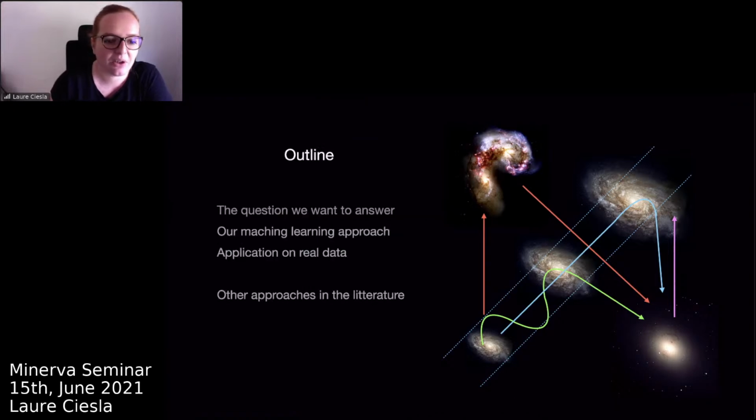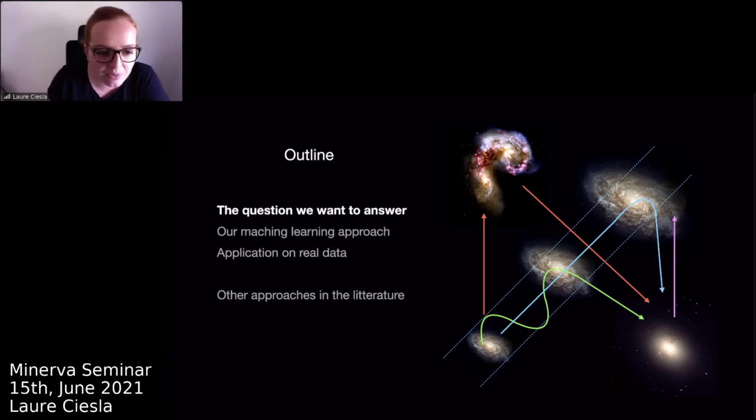So the outline of the talk: first I would like to present the question I want to answer and why we decided to use the machine learning approach I will present. Why did we need this kind of improvement compared to our previous study? I will then show the machine learning approach and the application on real data. And then I will try to show other studies that I found in the literature that aim at constraining the star formation history of galaxies from machine learning. It's something recent, but there are a couple of studies that I could show in comparison.